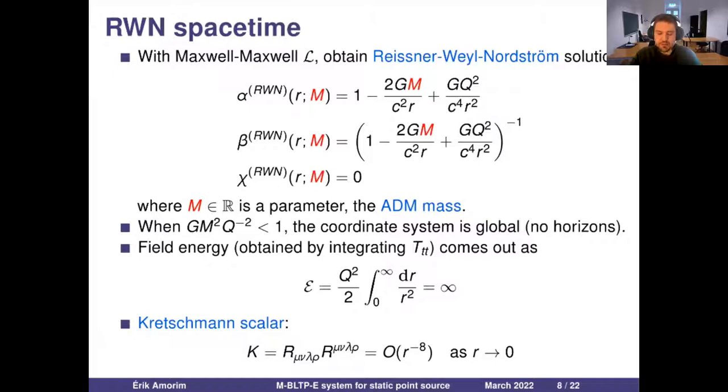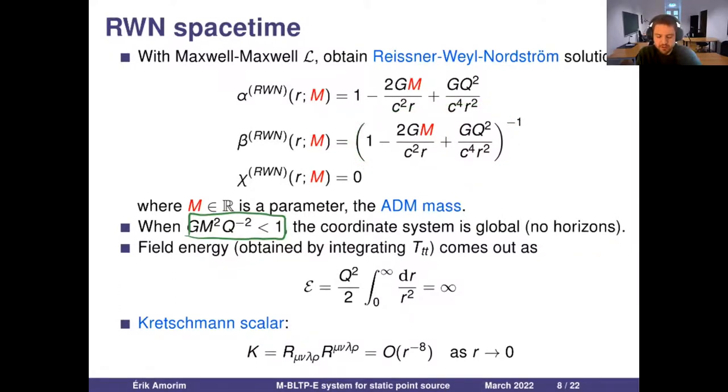And this parameter M turns out to be the ADM mass of the spacetime. A fact that's not so well known, but again, so very simple to see. Essentially, this is saying if the mass is not so large, then the coordinate system is actually global. There's not going to be any horizons, which means in this case that the beta function is never zero.